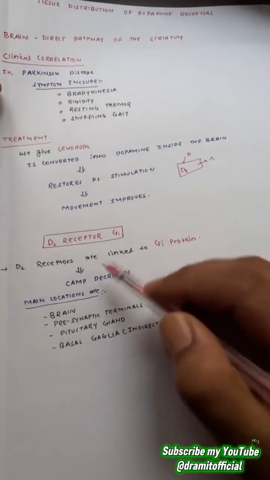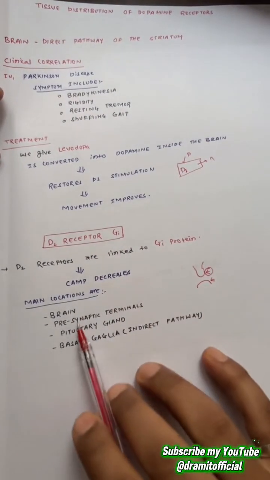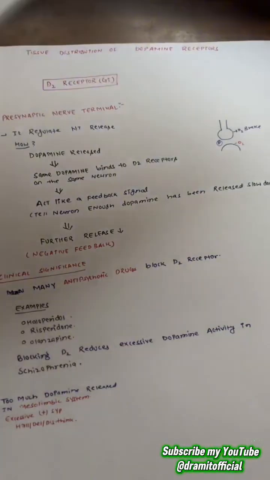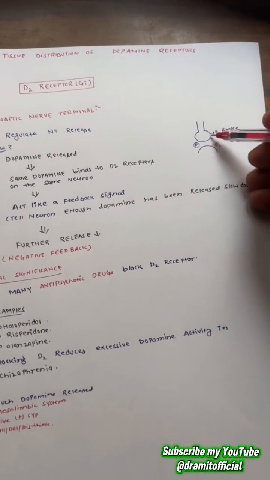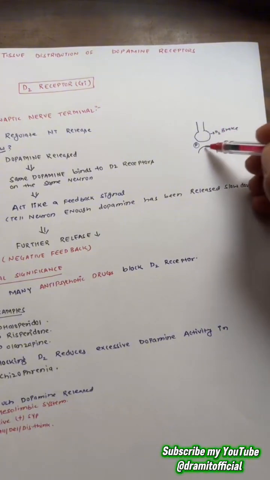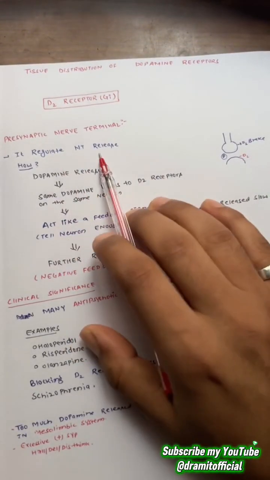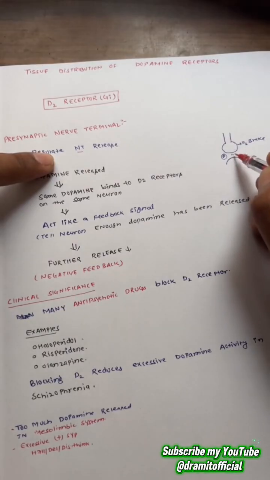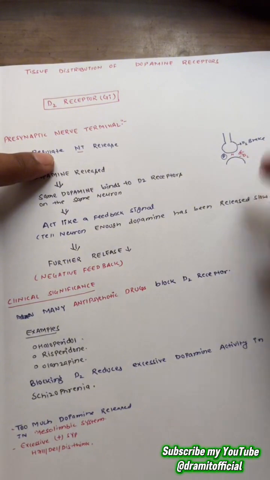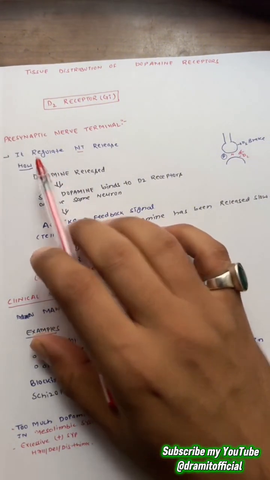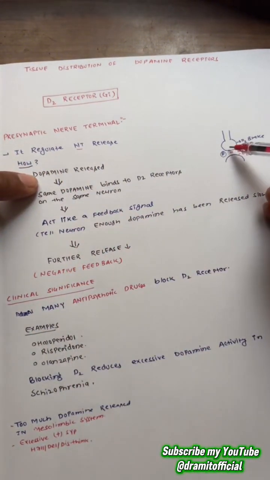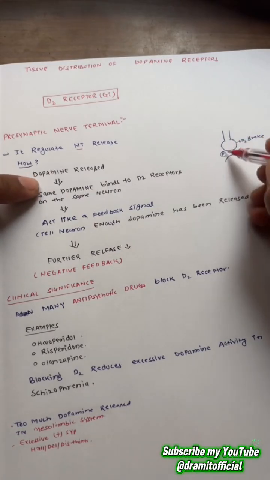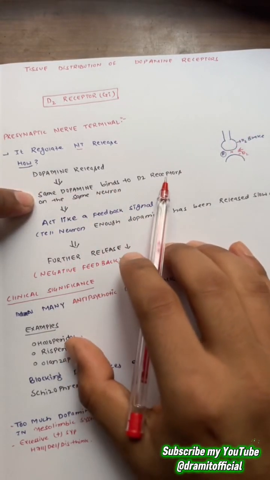Now we will see how these D2 receptors work in presynaptic nerve terminals. Suppose this is a nerve, then this is a presynaptic nerve terminal and this is a postsynaptic nerve terminal. It helps to regulate the neurotransmitter, because we know that neurotransmitter gets released over here in the synapse, and it works. So it actually regulates the release. How? Suppose this is your nerve terminal, and dopamine is getting released from here. The same dopamine binds to the D2 receptor on the same neuron.